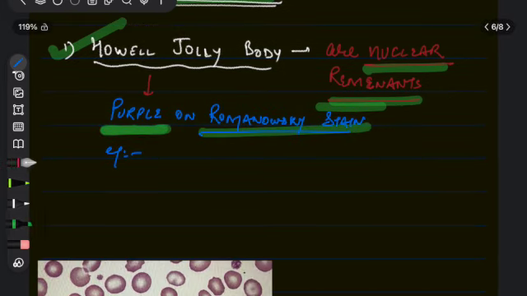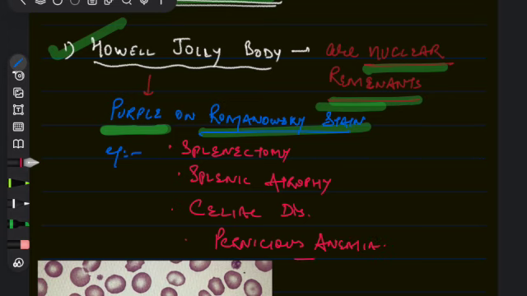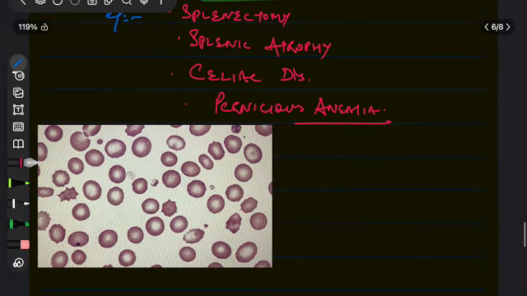Examples of conditions in which Howell-Jolly bodies can be seen are: first splenectomy, second splenic atrophy, third celiac disease, and fourth pernicious anemia, where they can be seen but are rare. Now in this pic you can see the Howell-Jolly bodies which I circled. These are purple on Romanowsky stain, so please remember this.